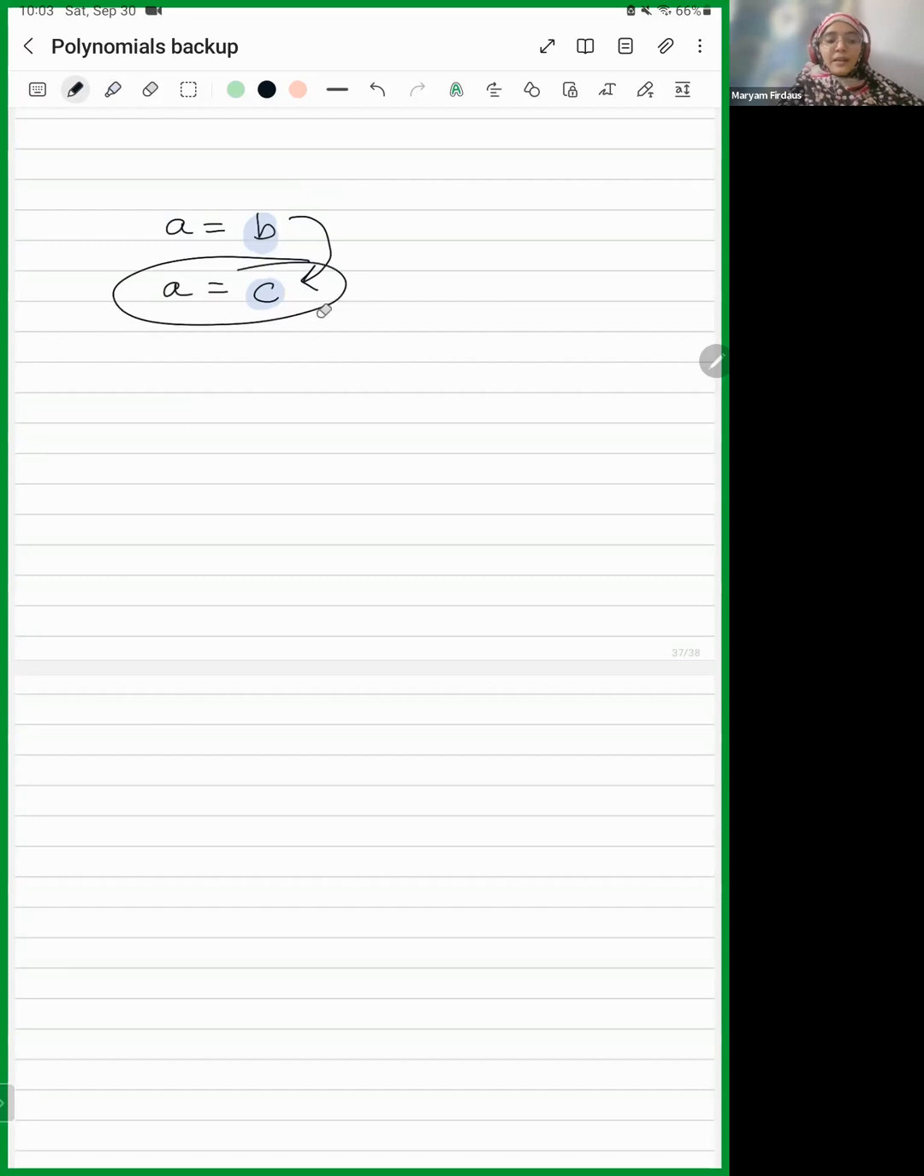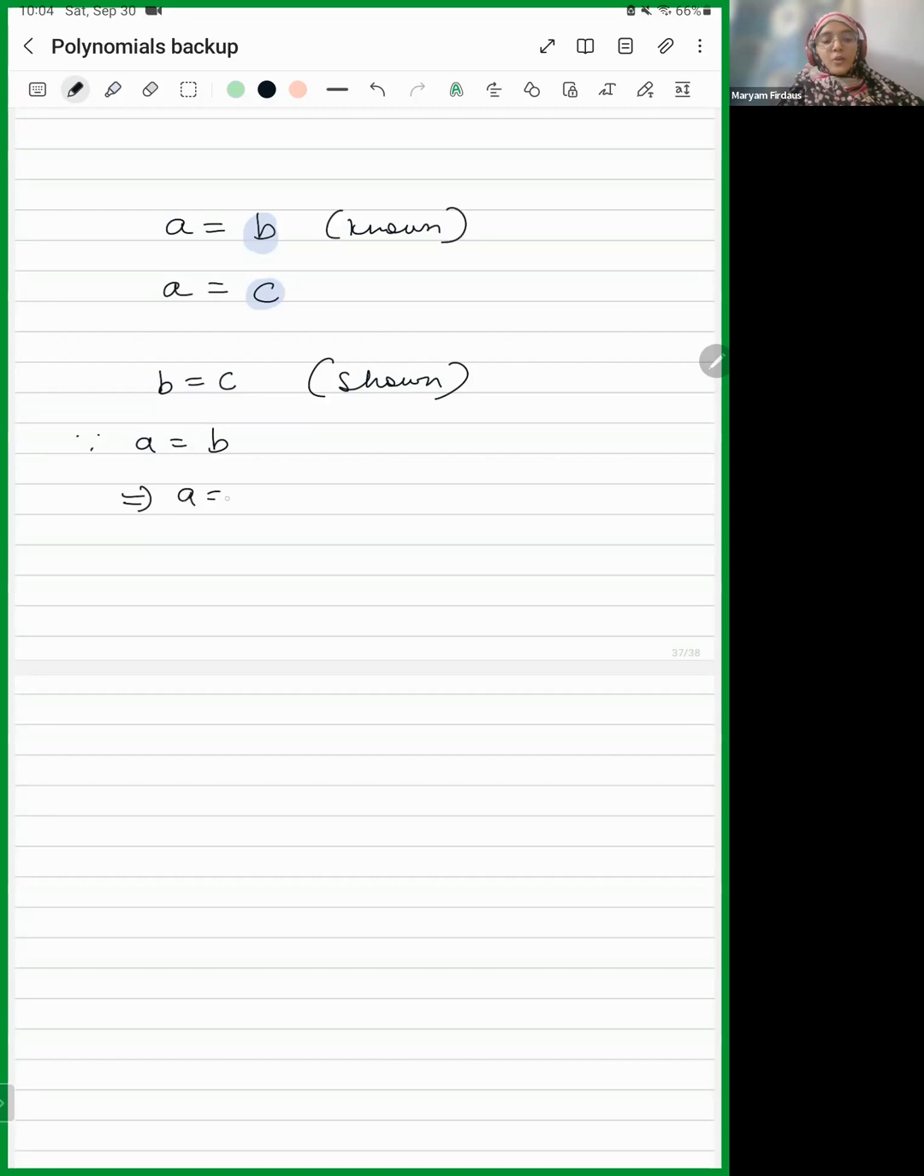So once again, let's go through this. You know that A is equal to B. They are asking you to show that A is equal to C. So what we have done in this is we have shown that B is equal to C. And since A is also equal to B, that means since A is equal to B and B is equal to C, therefore A is equal to C, which we had to prove. Okay.